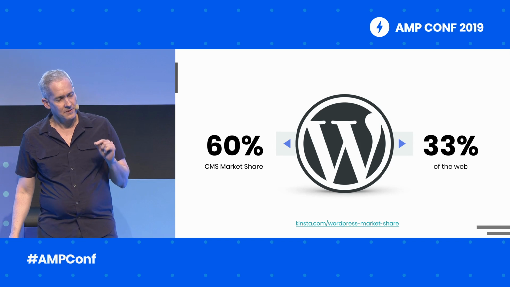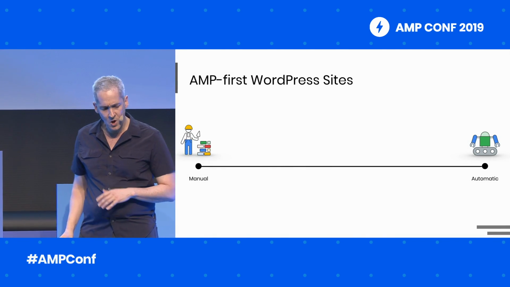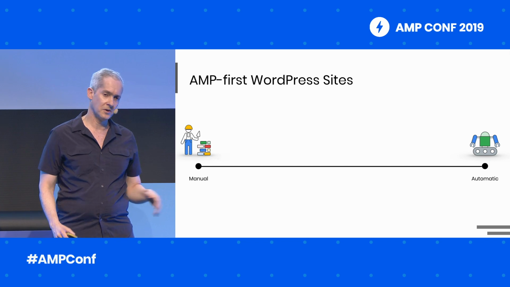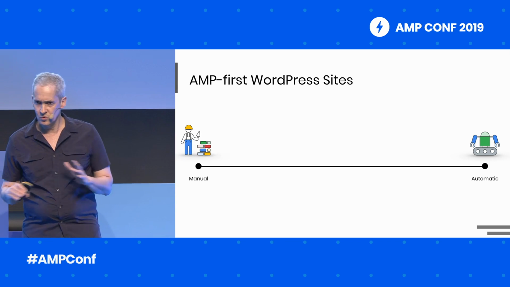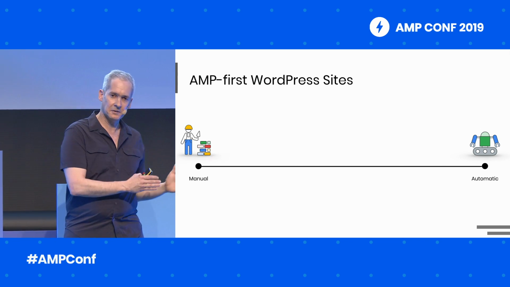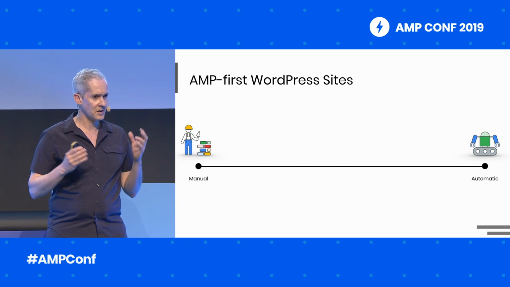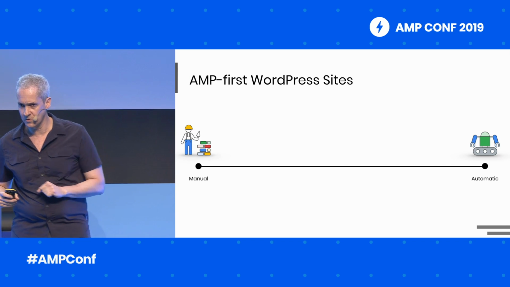Now, AMP first content creation in WordPress falls into a spectrum where, on one hand, we have a fully manual process where we, as developers, do all the work. And on the other hand, we have a fully automatic process where the platform, with a combination of core and extensions, does all the work for us.